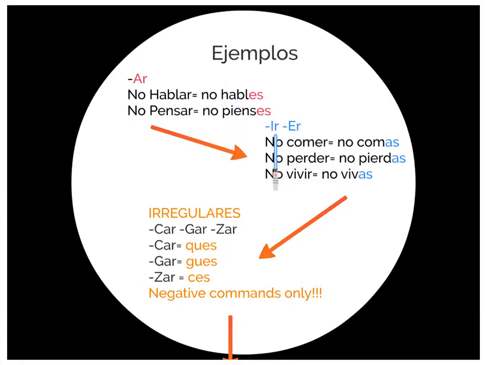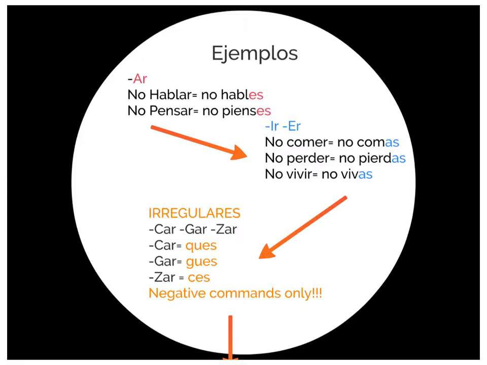For IR/ER verbs, we've got no comer, no comas. So we've got an ER verb, we switch the vowel to A and we add S. No perder, don't lose. This is an IE stem changer, no pierdas. And don't live, no vivas, with an AS because we've got an IR verb.